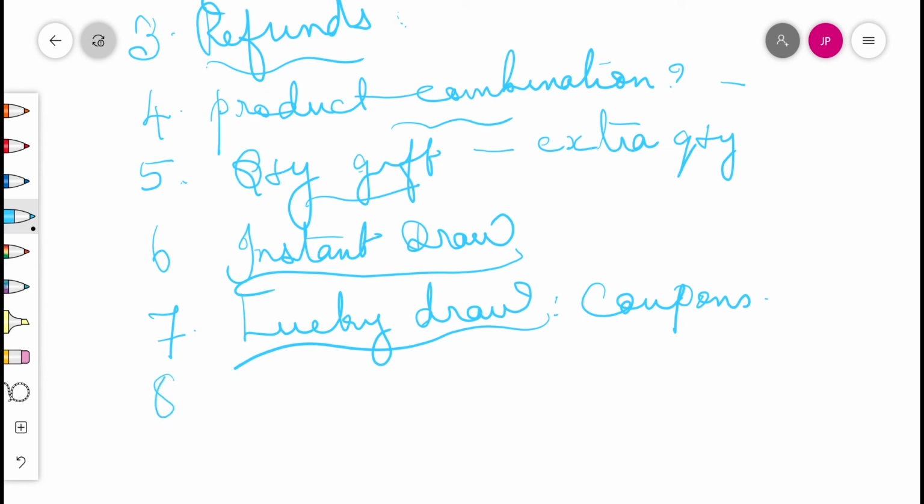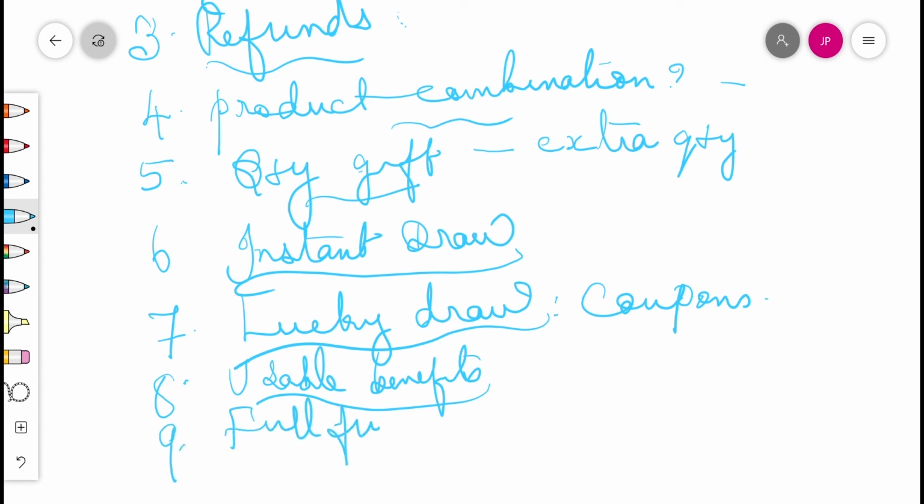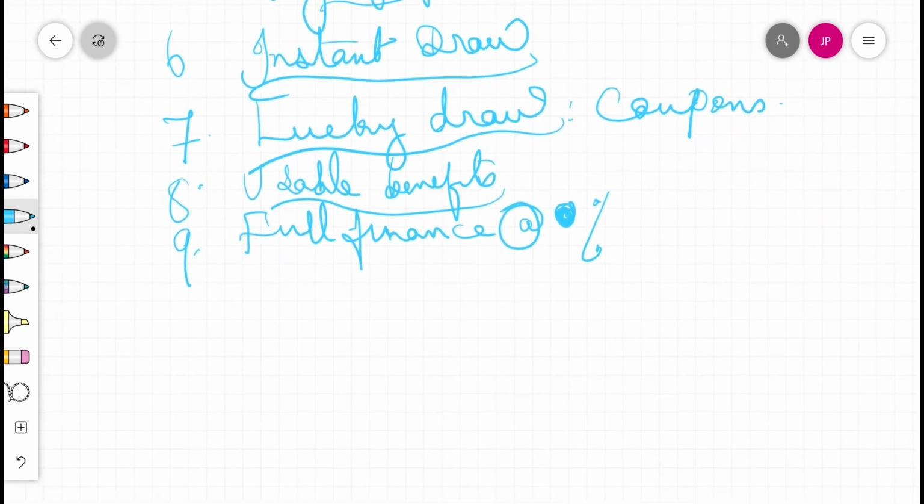Then we have the eighth one, usable benefits. For example, a holiday package of rupees 5,000 free with the purchase of goods worth rupees 5,000. Another one is easy finance at the rate of 0%. In case of consumer durables like electronic goods or automobiles, the seller offers an easy finance scheme at 0% interest rate. Example, payment of rupees 45,000 for a bike can be done as rupees 15,000 immediately and the balance in 15 installments of rupees 2,000 each. No interest to be paid.